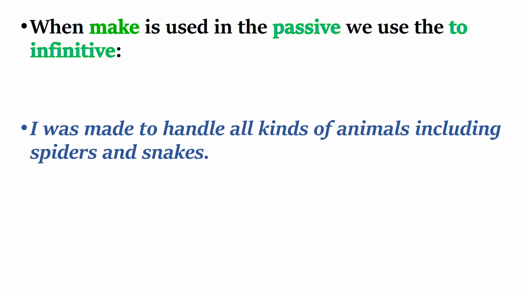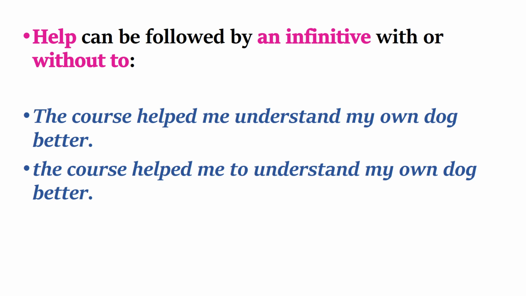When the verb make is used in the passive we use the to infinitive. Example. I was made to handle all kinds of animals including spiders and snakes. Help can be followed by an infinitive with or without to. Examples. The course helped me understand my own dog better. The course helped me to understand my own dog better.